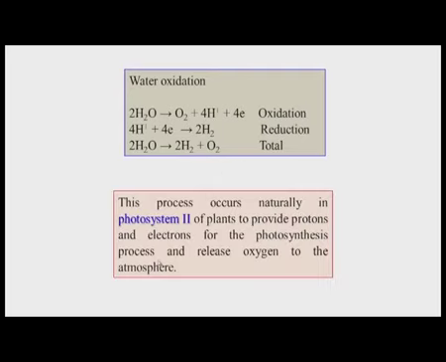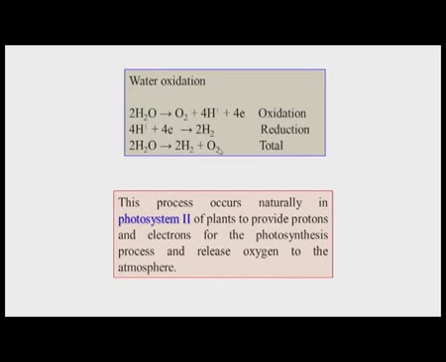So, this particular process that we see there is a natural process, and we also consider it as photosystem 2, which is provided by the plants. This particular reaction is providing us protons. These protons are forming, along with the electrons, for the photosynthesis process and release oxygen to the atmosphere. That is why we get the release of oxygen.